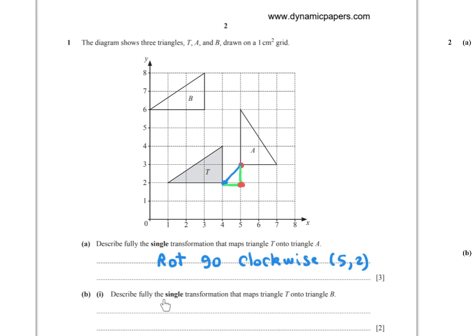B(i), describe fully the single transformation that maps triangle T into triangle B. So from T to B, this is a translation. To find the position vector for the translation, take a point and its image. To travel from this point to that one, 1 to the left, then 4 up. So this translation: 1 to the left means the x displacement is -1, and 4 up, so the vector is (-1, 4).